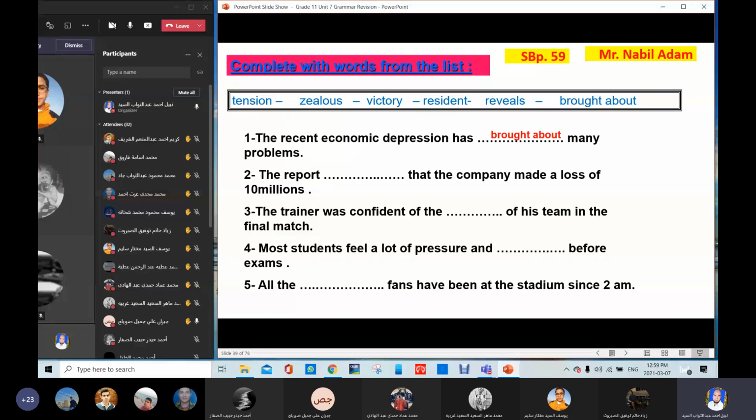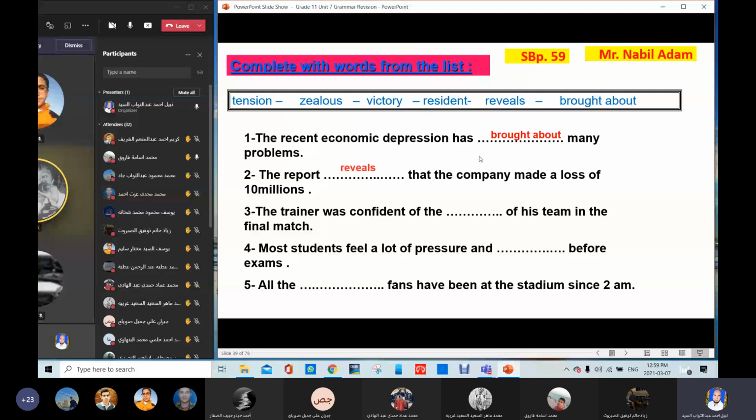Let's see. Muhammad Usama: The report that the company made a loss of 10 millions reveals. Reveals, the verb. Very good. So the report reveals or tells us, the report finds out or discovers that the company made a loss of 10 million. Good, thank you.